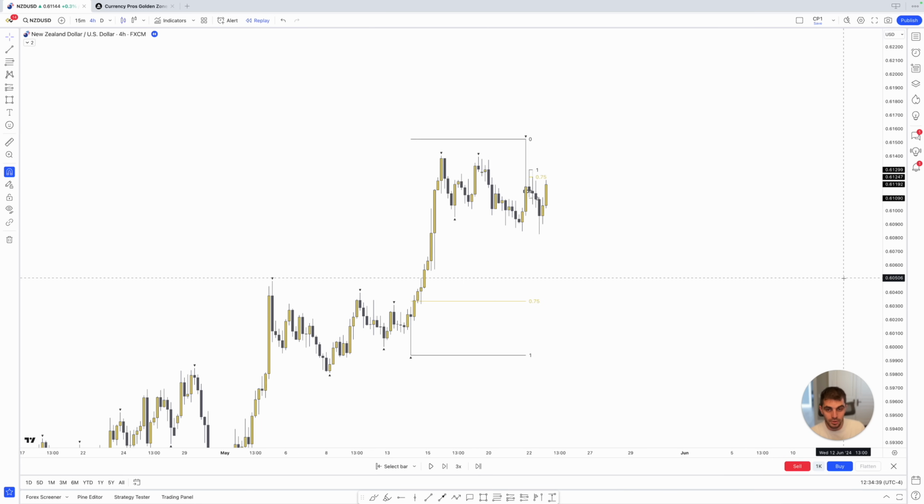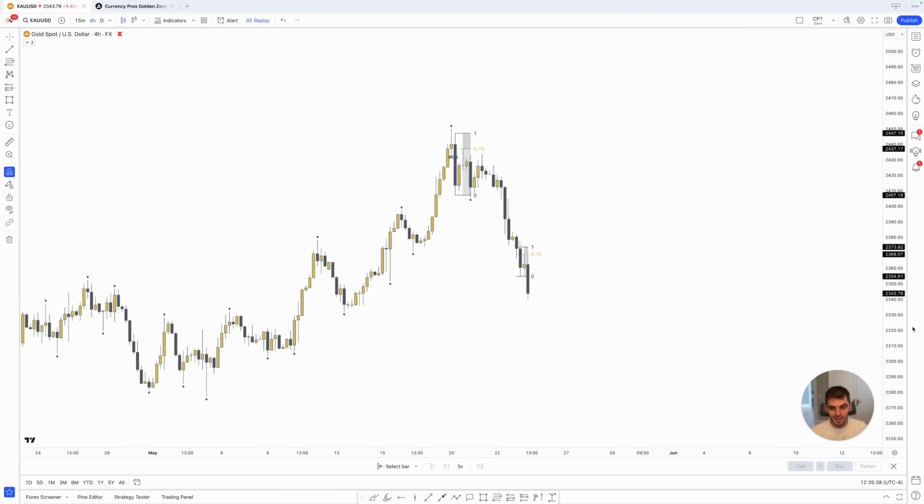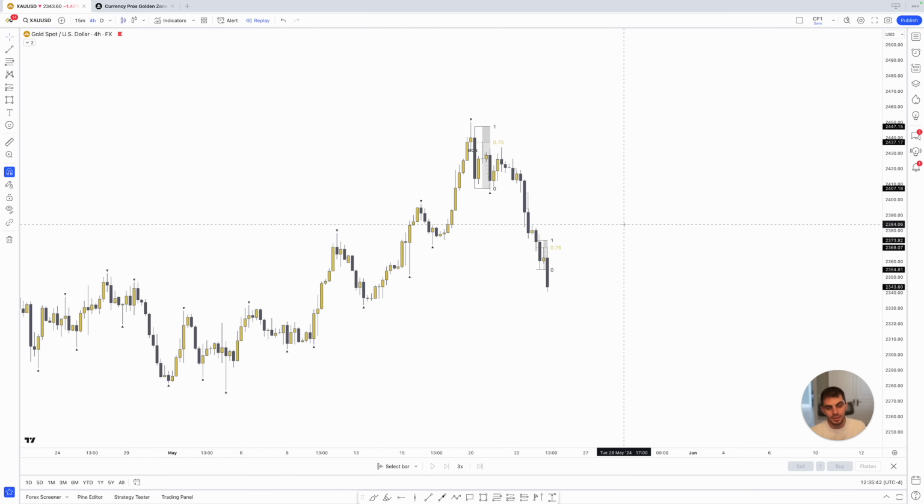I hope this was another good example for you all. NZDUSD, again, very similar to EURUSD. And there's one more that I want to share with you all today, and I kind of saved the best for last. So let's get into it. XAU USD, gold.